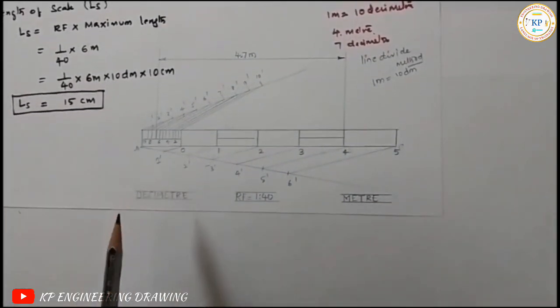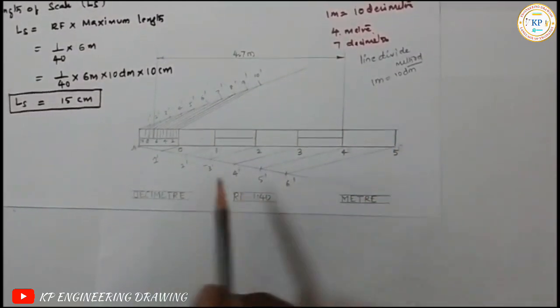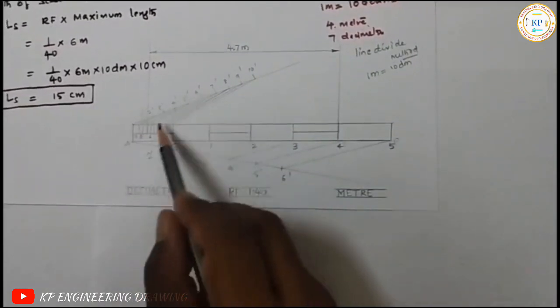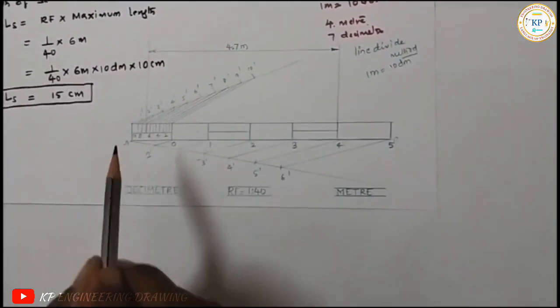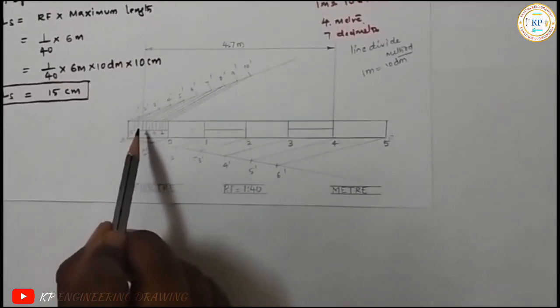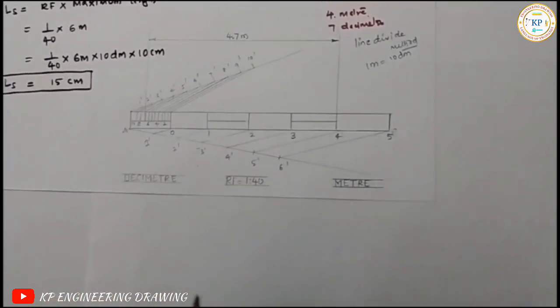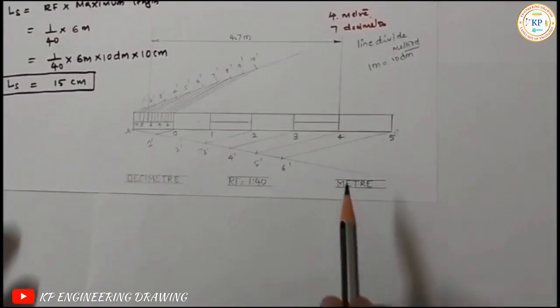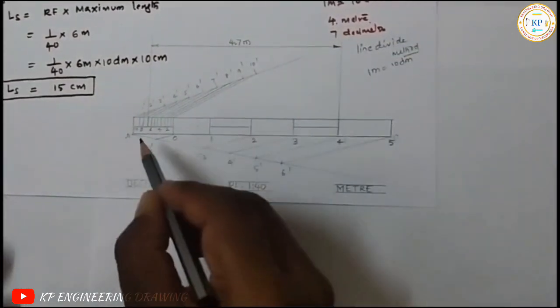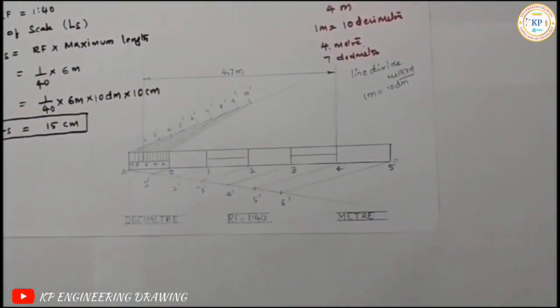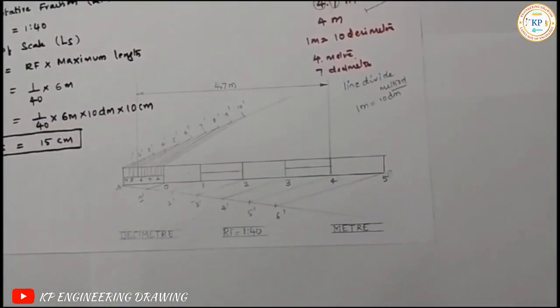And again, the subscale: 1 meter is equal to 10 decimeters. So 1 meter we have divided into 10 parts. That is 10 decimeters. We have shown 10 decimeters here. Okay. So 10 decimeters. Right here decimeter. And in the middle write RF. Now marking the distance, that is 4.7. 4 meters, 7 decimeters. So with this, our problem is completed.